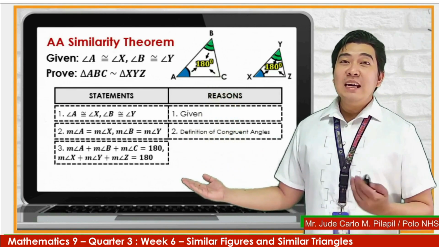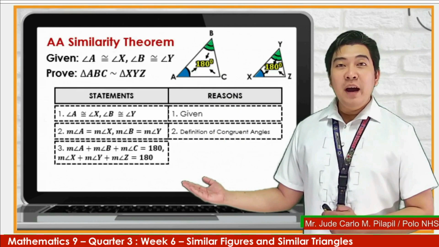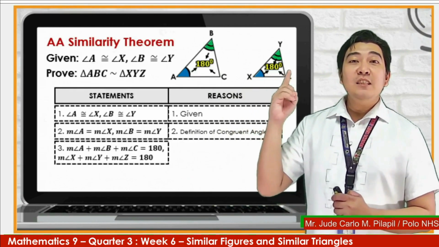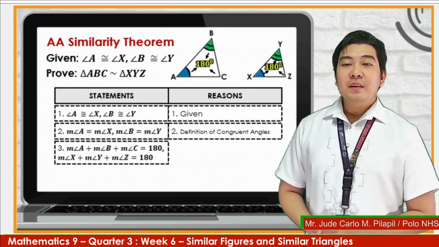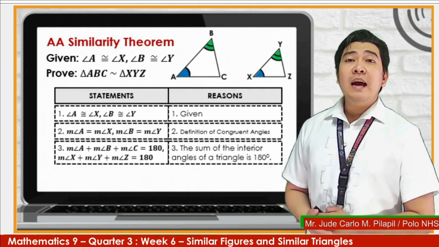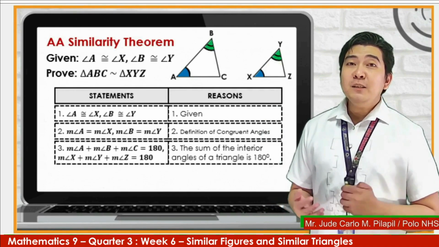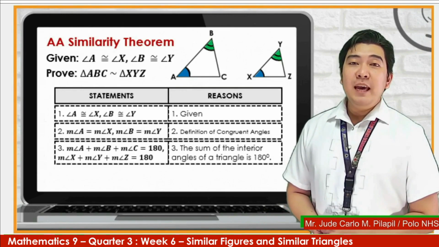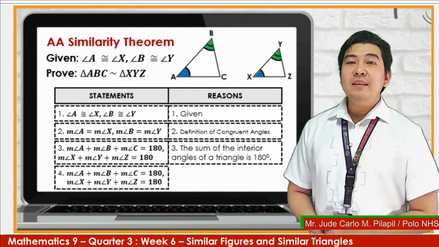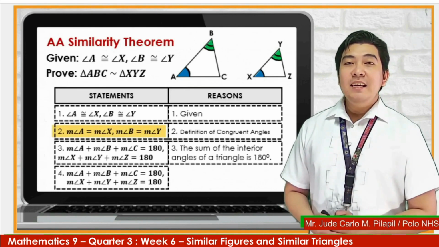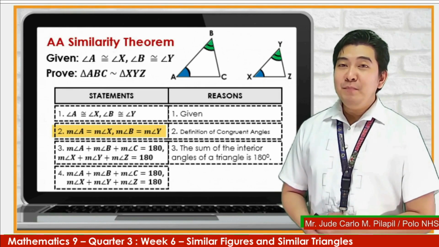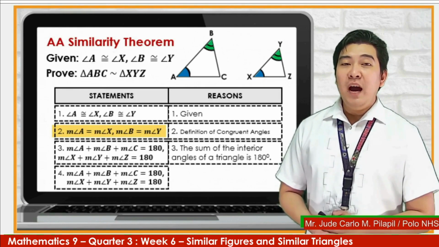Next, measure of angle X plus measure of angle Y plus measure of angle Z is equal to 180. So that is for the second triangle. That is because the sum of the interior angles of a triangle must be equal to 180 degrees. From the previous statement, we said that the measure of angle A is equal to the measure of angle X, as well as measure of angle B is equal to the measure of angle Y.